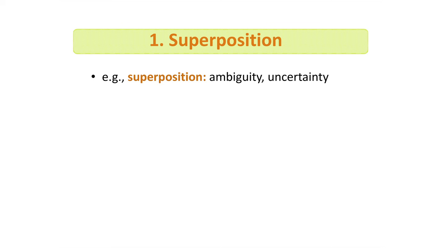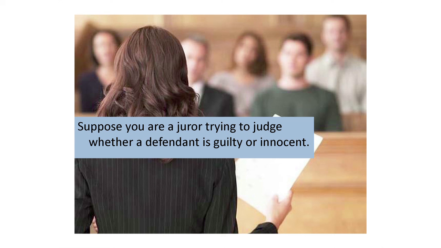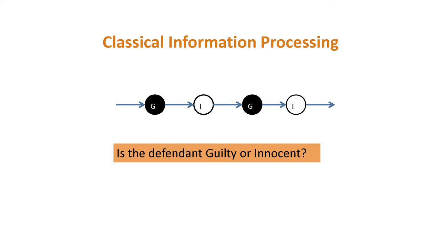So the superposition idea is very consistent with the deep ambiguity and uncertainty feelings we have in psychology. Suppose that we are jurors trying to judge whether a defendant is guilty or innocent. Then in the classical information processing idea, the question of whether this defendant is guilty or innocent works like this: at any moment, you either think it's guilty or innocent. You can change over time, but at every moment, it's definite.